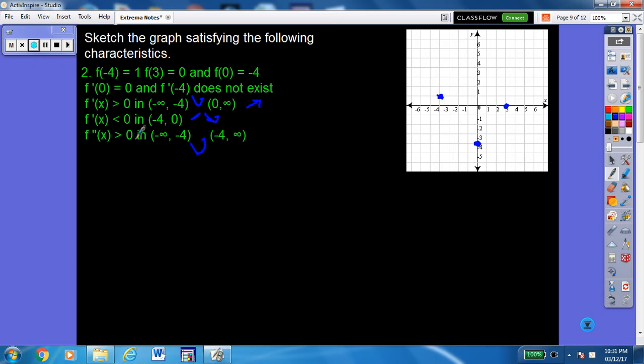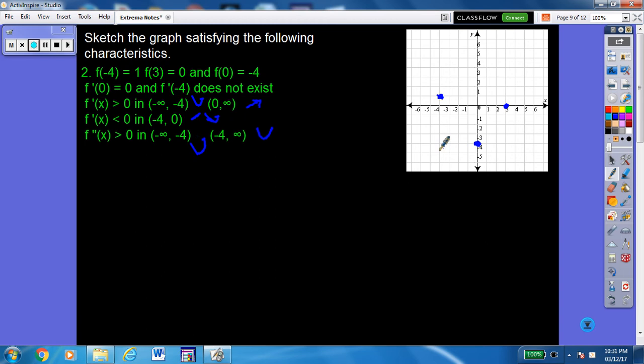If the second derivative is positive, for basically from -infinity to -4 and from -4 to infinity, that means that we're going to have concave up the whole time, but at -4, which happens to be where the derivative doesn't exist, that's excluded, possibly because it's more than likely going to be a corner or a cusp. So I'm going to be increasing to start and I'm going to be concave up.